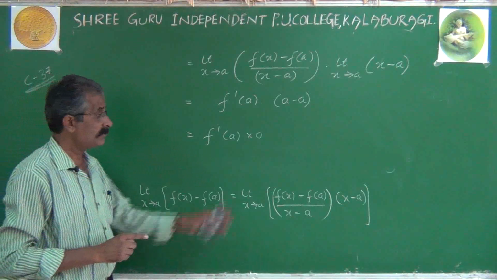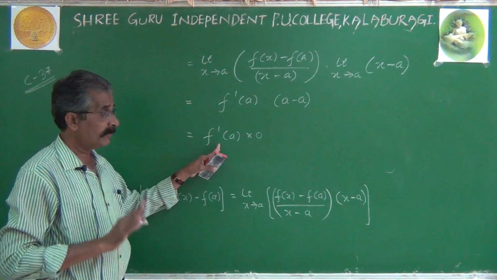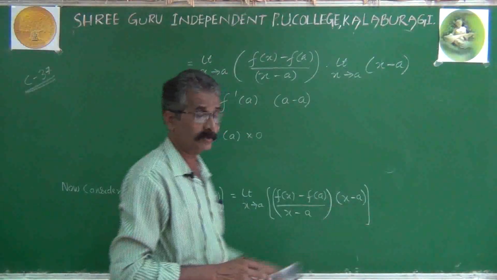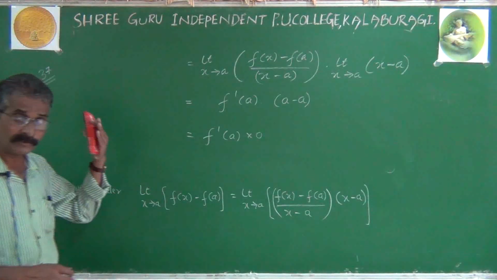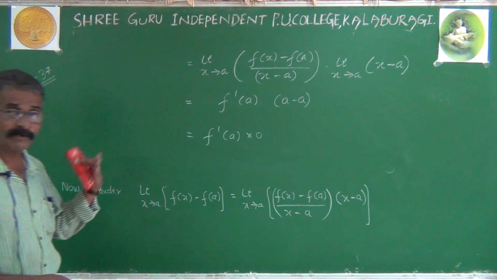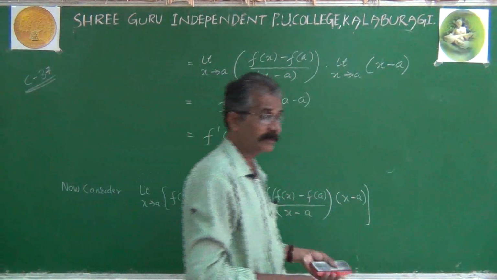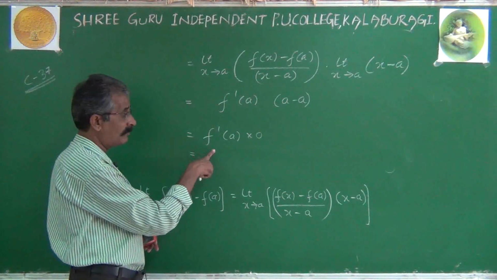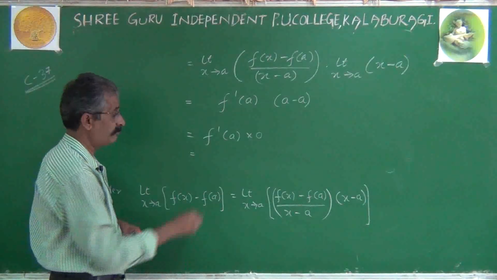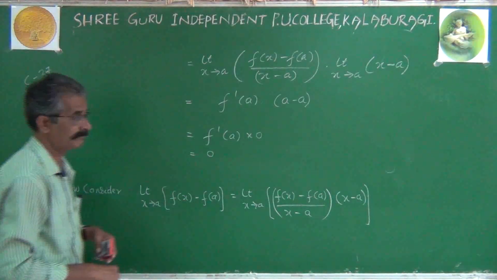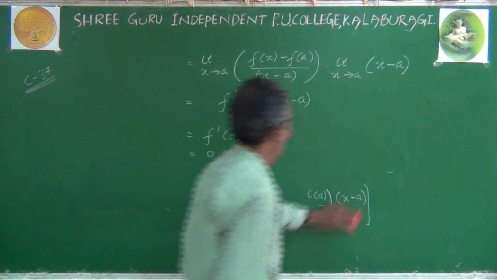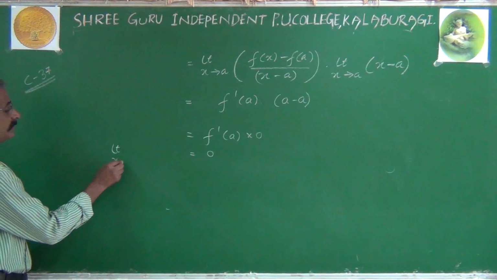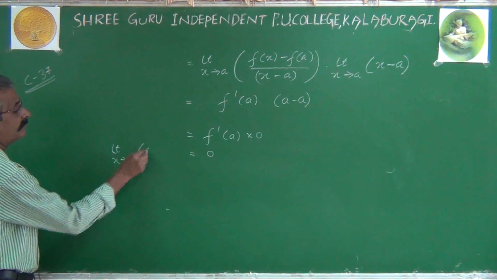And keep in mind, 0 into any number you can't take; 0 into only a real number can become 0. However, it is already given that the function is differentiable. As the function is differentiable, it means f dash a exists. Exists means a real number into 0 is perfectly 0. On the left hand side we have limit as x tends to a of f of x minus f of a.